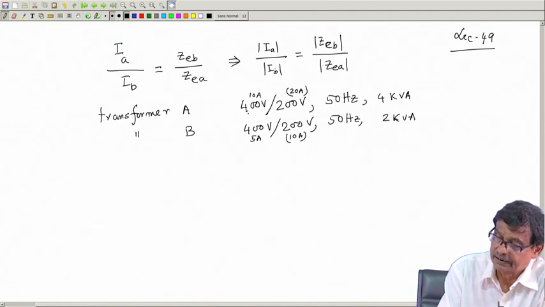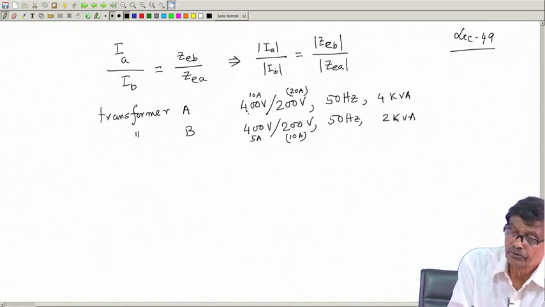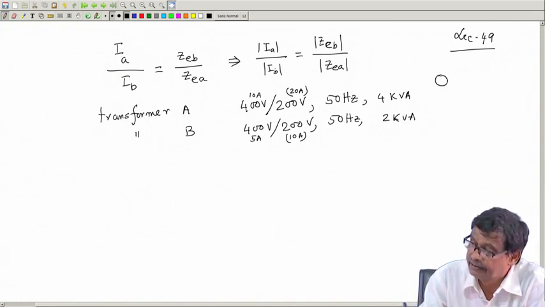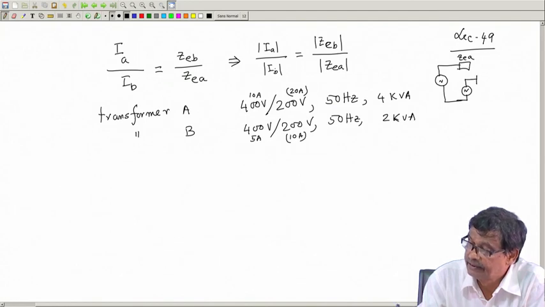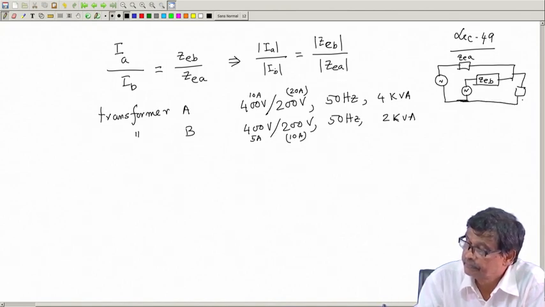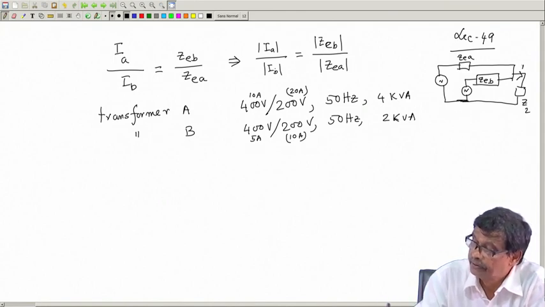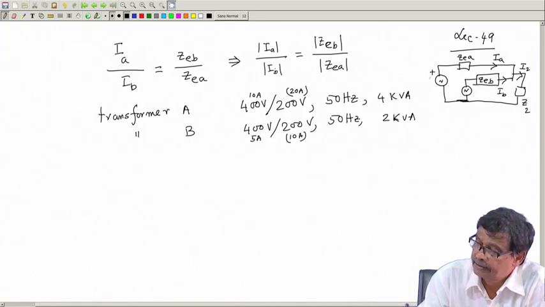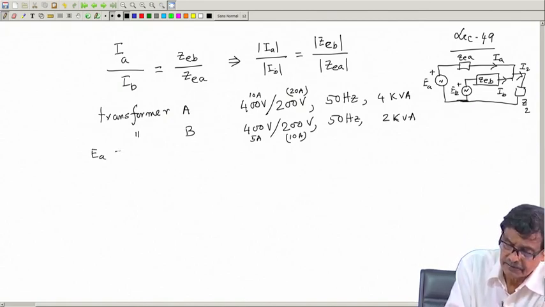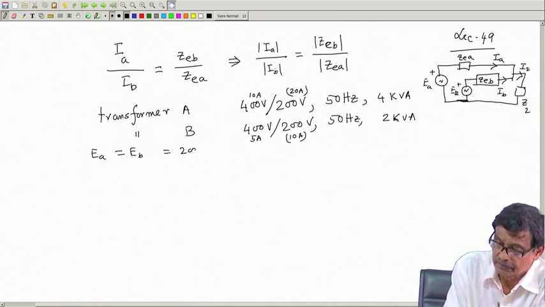We have connected the secondary side, 200 volt side, in parallel. So this is the circuit: this is one voltage source, ZEA, and this is another voltage source on the secondary side, ZEB, and these two are in parallel, with Z2. And this is the load I2, this is IA and this is IB, this is EA, this is EB, and assume EA is equal to EB, that is both are 200 volt. Okay.